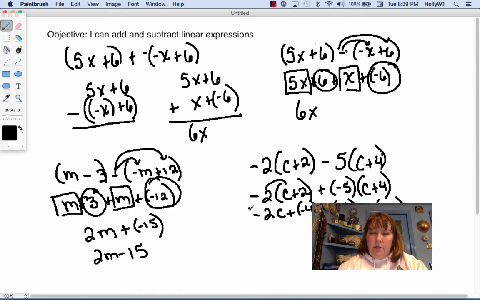So let's identify like terms. Negative 2c and negative 5c are like terms; negative 4 is a constant, and negative 20 is a constant. When I add up the c terms, negative 2 plus a negative 5 gives me negative 7c. Negative 4 plus negative 20 gives me negative 24. And that's how you do this.